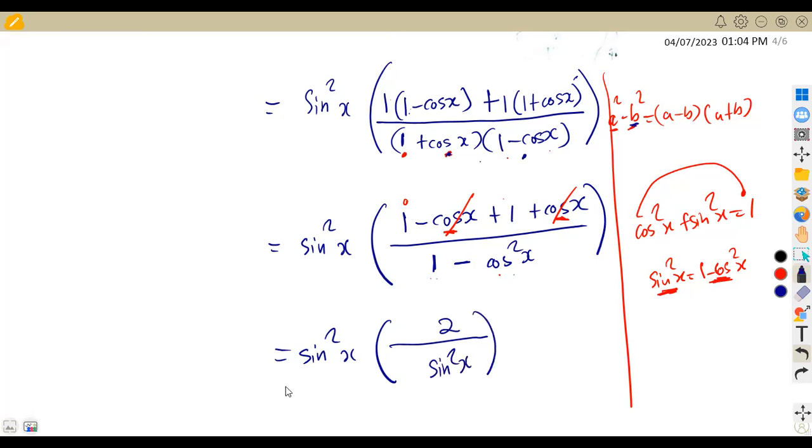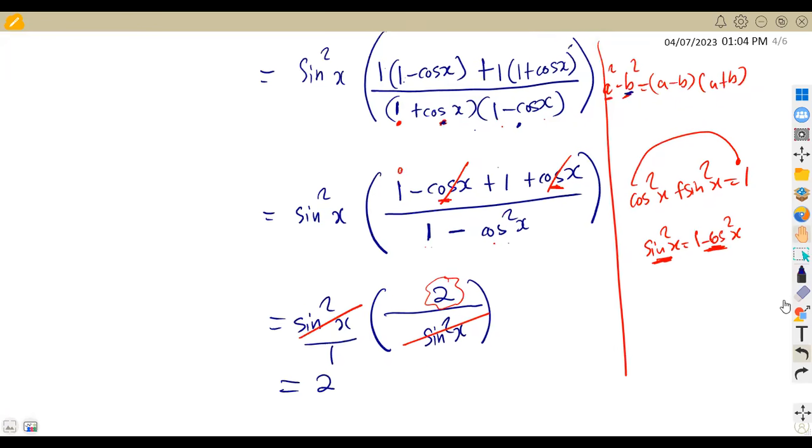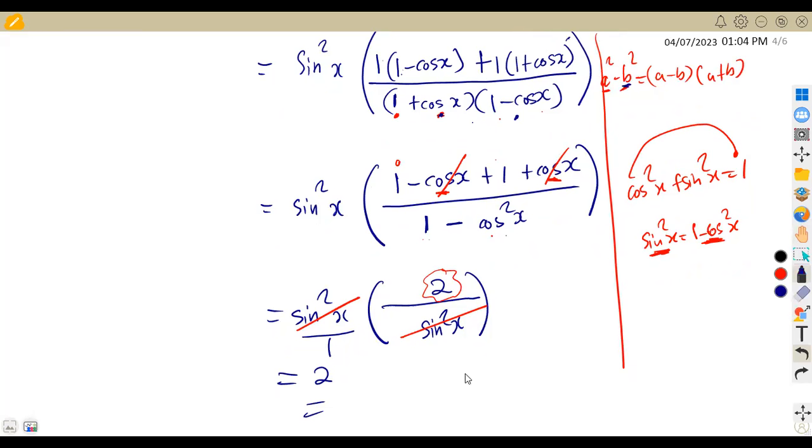So at the end, these two can cancel because this is the same as over 1. From your multiplication, the denominator can cancel with the numerator. That means we are remaining with 2 in this case. So the whole of this simplification is going to give us 2 as our final answer. That's it. Just like that.